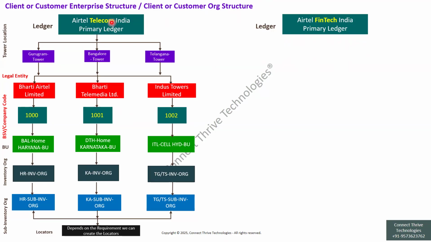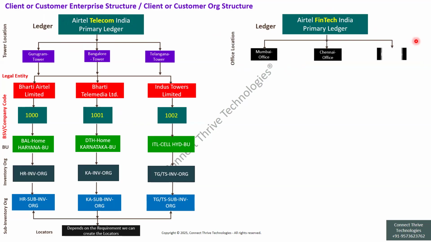Usually you may have seen or heard that we have one unified primary ledger for each country for any customer. But yes, we have options to create multiple primary ledgers within the country also. Here, they want to track all the telecommunication-related business in one primary ledger, and fintech-related businesses in another primary ledger. Wherever they have fintech-related offices: Mumbai one office, Chennai one office, Delhi one office. These are the fintech related.